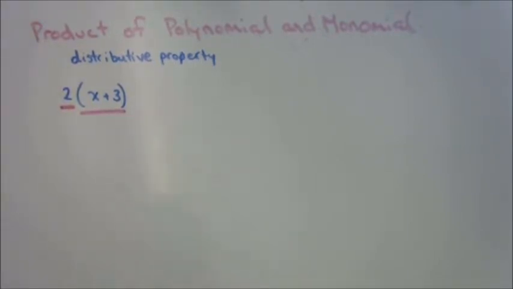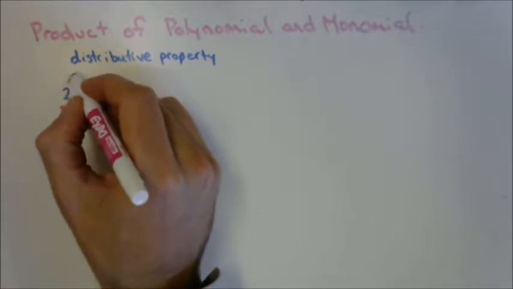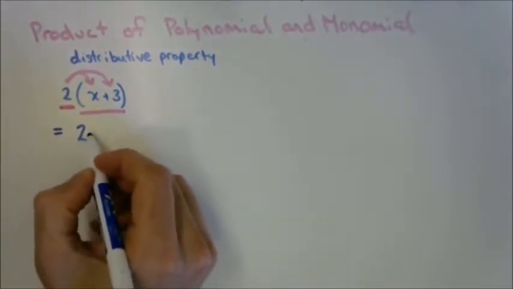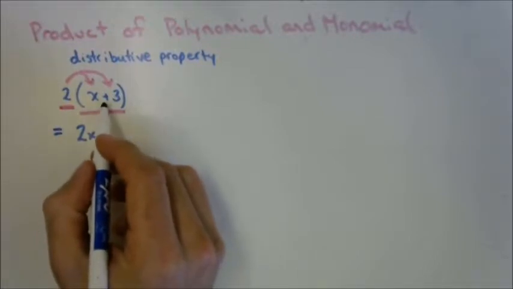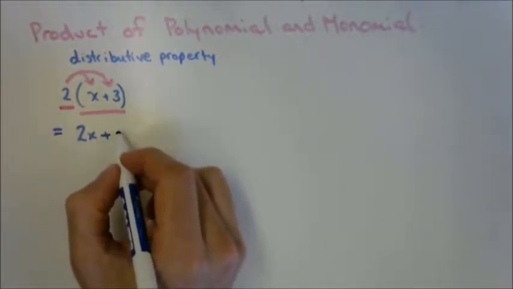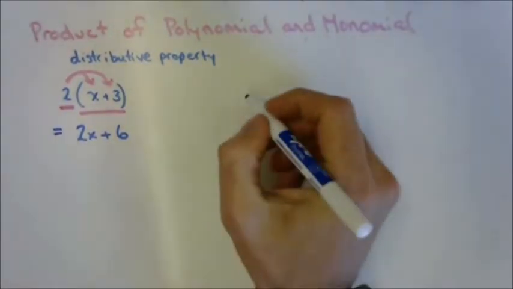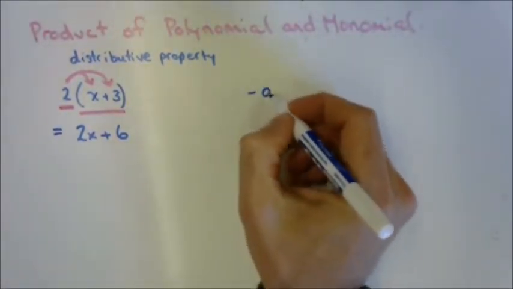So what we're told is that all we have to do is distribute. Multiply each term by each term inside the brackets. Which means we're left with 2 times x, which is 2x, plus 2 times 3, which is 6. 2x plus 6. Let's look at another example with a negative out in front.